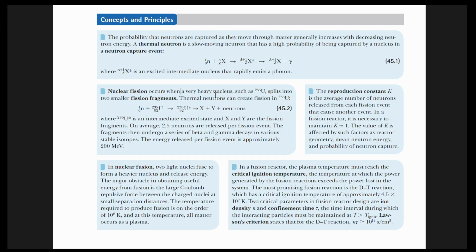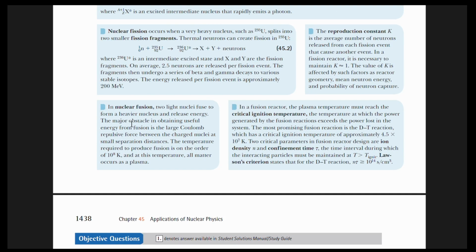Nuclear fission occurs when a very small... Okay. Fission fragments. Okay, this is that runaway reaction that I was talking to you about. Do they actually say runaway reaction anywhere? Okay, they don't. The reproduction constant K is the average number of neutrons released from each fission event that causes another event. Fusion reactor. Okay, I'm not going to read all that.